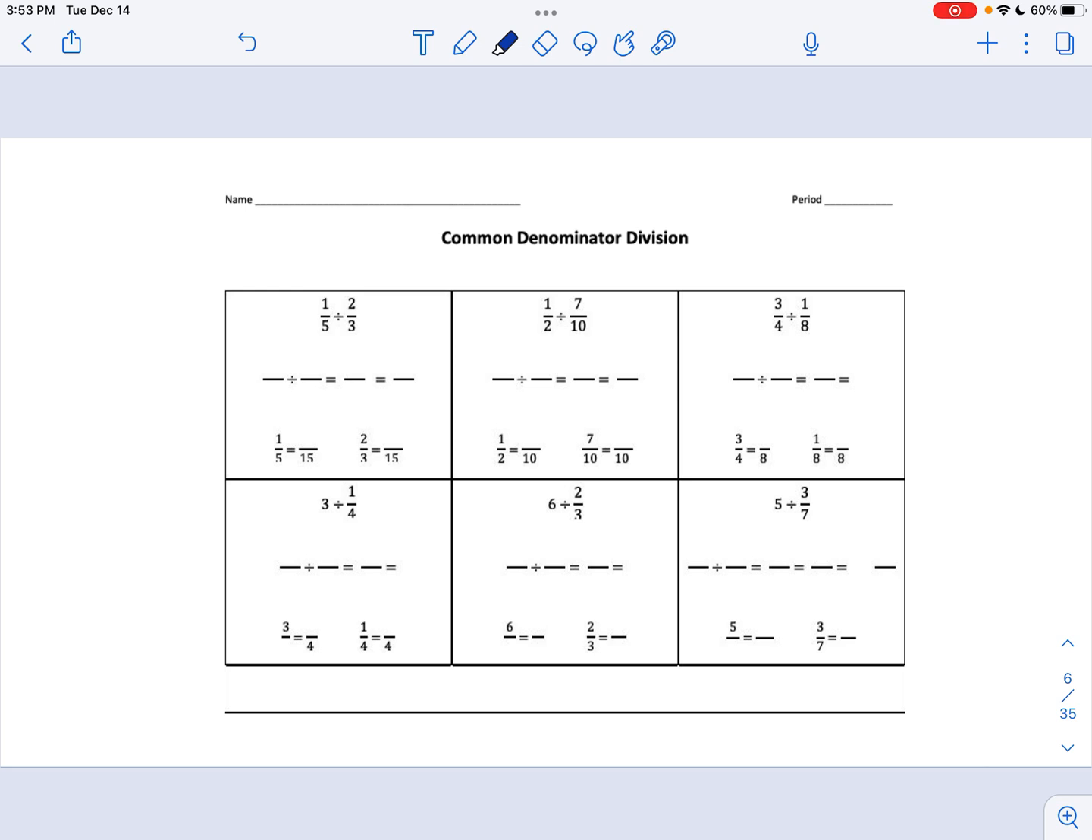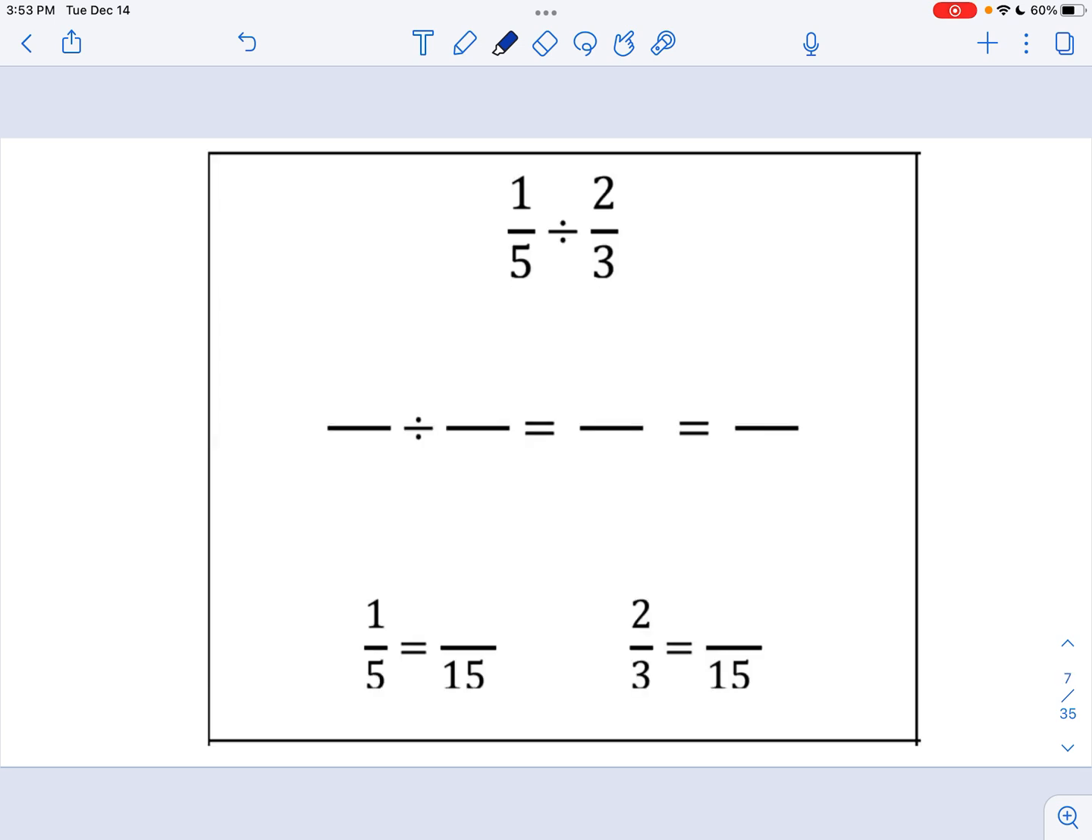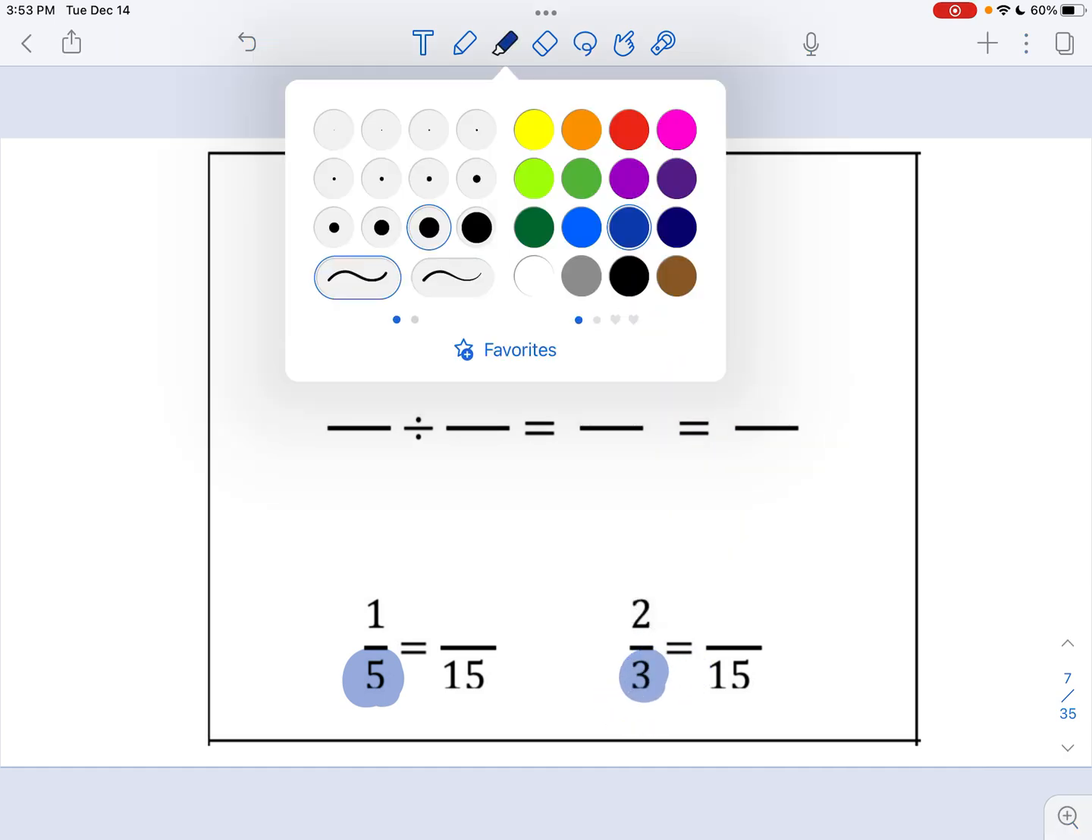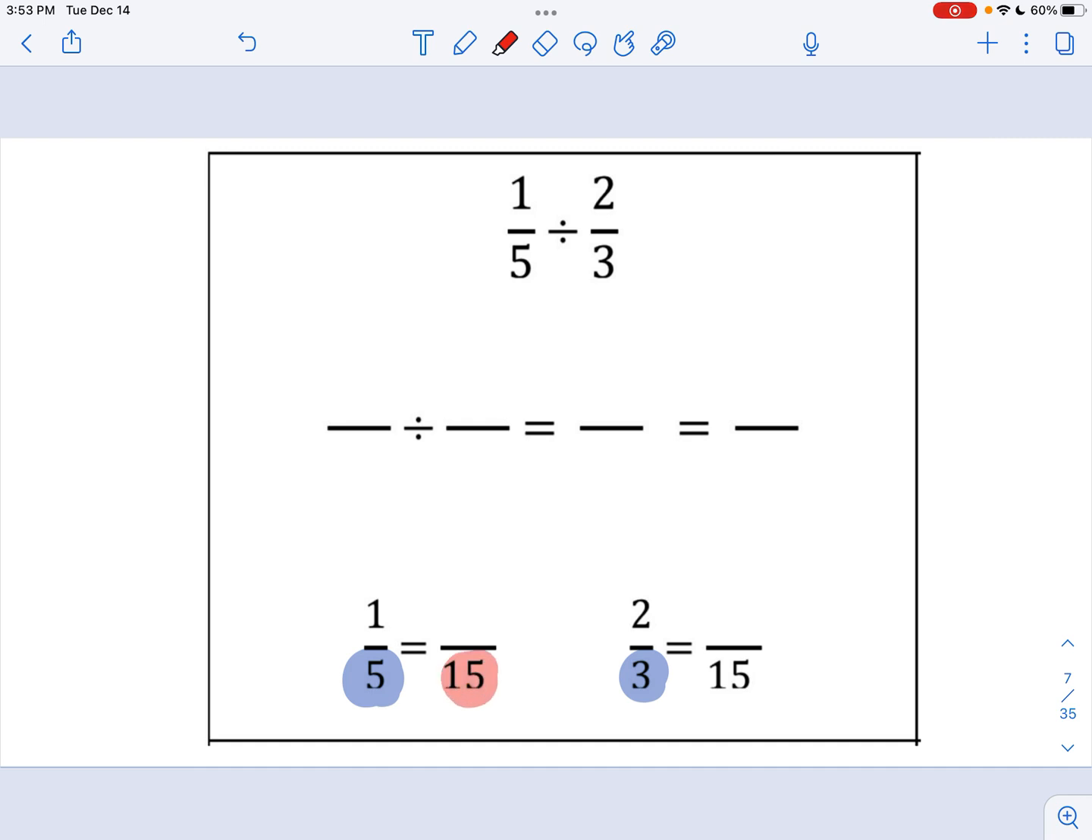All right, I'm going to jump to the first problem. It says 1/5 divided by 2/3. The first thing I want you to notice is that the denominators aren't the same. It's 5 and 3. So if you look down on the bottom, here's 1/5 again, and here's 2/3 again. I rewrote the denominator so that way 15 is the denominator for both fractions.